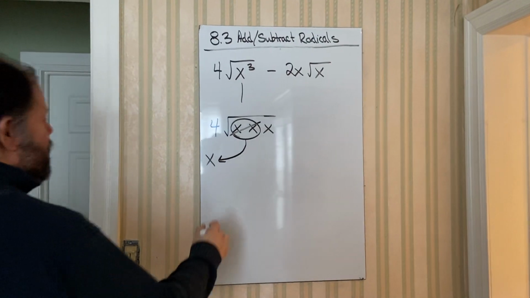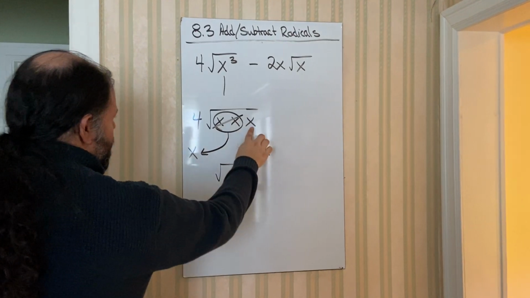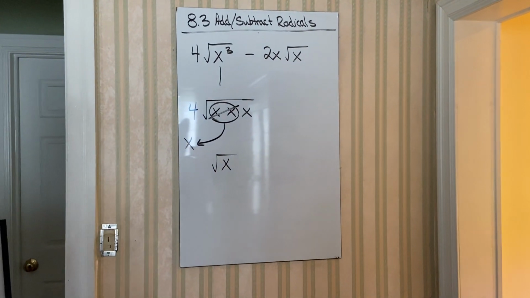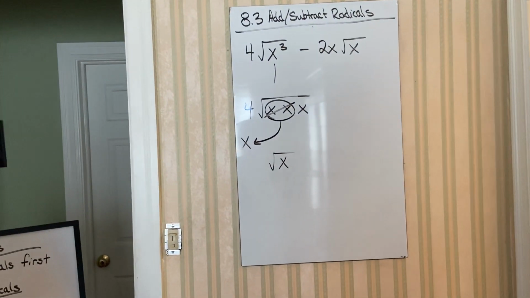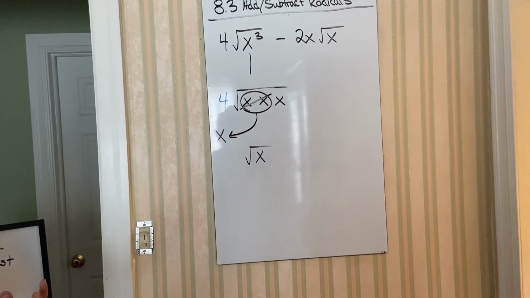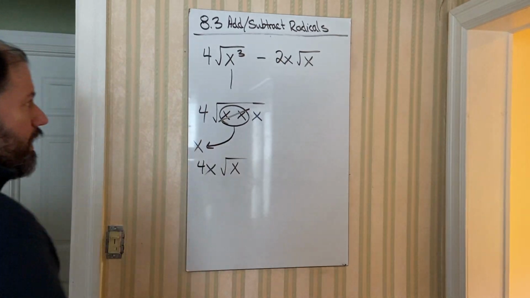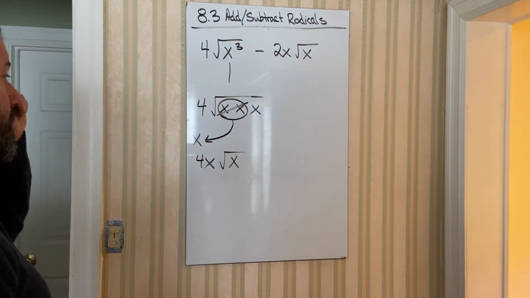So this can simplify to be that 1 sock that couldn't match, and this 4 and the x on the outside are away in your sock drawer. What do we do with them? We multiply. 4 times x is 4x. How about for the other one?